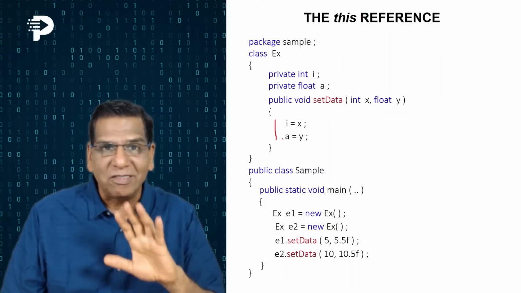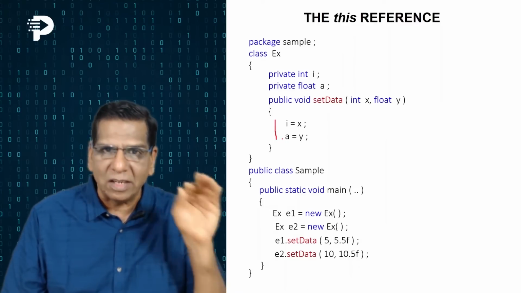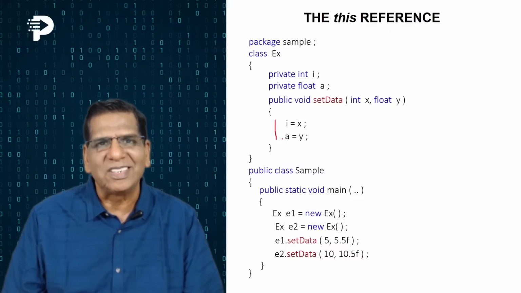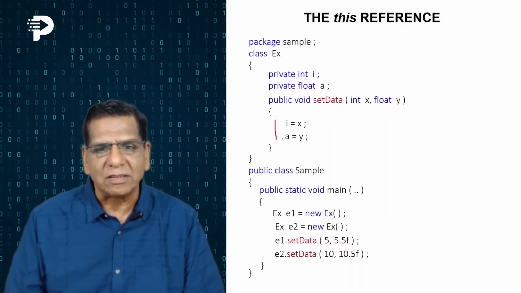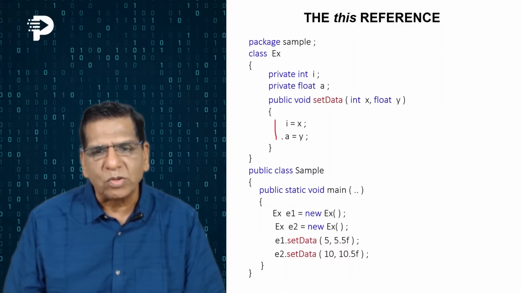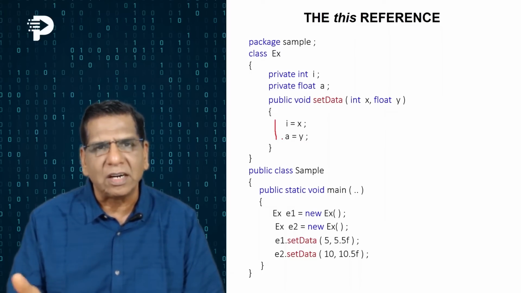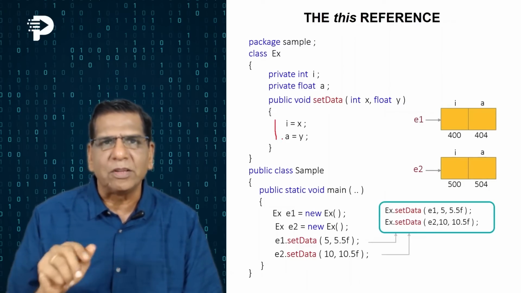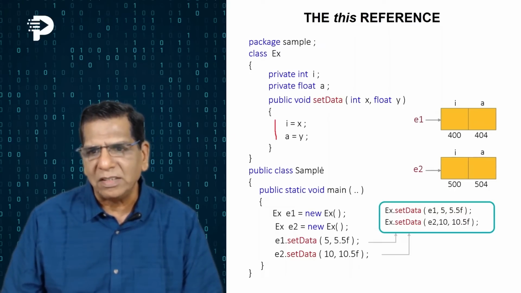Automatic, in my opinion, is a very dangerous word. Believe me, in programming nothing happens automatically. There is always a logic at work. When you don't understand, you say it's happening automatically. In reality, what is happening is very interesting. When you are making a call to set data, it seems that we are passing two parameters to set data, an integer and a float. But in reality, what gets passed to set data is not only 5 and 5.5 in the first call or 10 and 10.5 in the next call. What additionally also gets passed is e1 and e2.